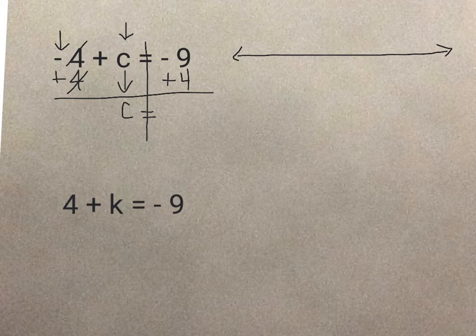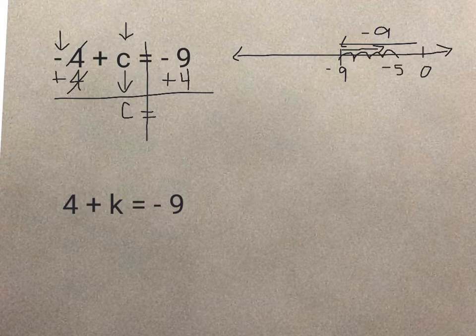But if we go from 0 to negative 9, we went to the left. That's negative 9. But now we want to go 4 in the opposite direction. So that's subtraction. I have to go 9, 8, 7, 6, 5 to negative 5. So unlike signs, we have to subtract because we're going in opposite directions. So 9 minus 4 is 5, and that's why it's negative 5.